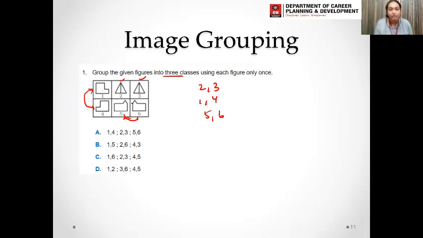So first one is 2 and 3. We have 2 and 3 in option A as well as C. So B and D are rejected or eliminated. Next, let's check 1 and 4. The C option is also rejected because it contains 1 and 6. So the answer is option A.